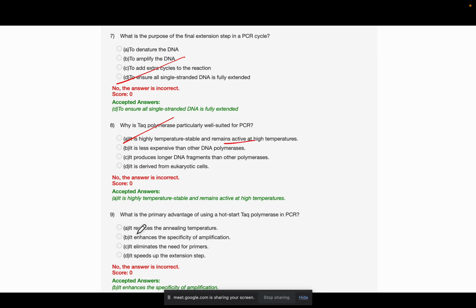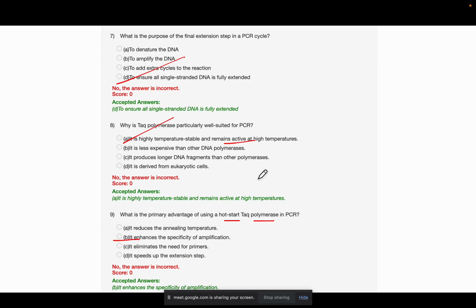Now next question, what is the primary advantage of using hot start Taq polymerase in PCR? Options: it reduces the annealing temperature, it enhances specificity of amplification, it eliminates the need for primers, it speeds up the extension step. So the primary advantage of using hot start Taq polymerase in PCR is that it enhances the specificity of amplification.